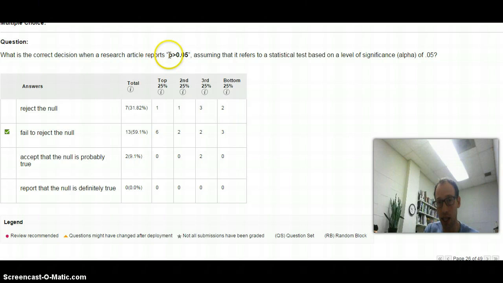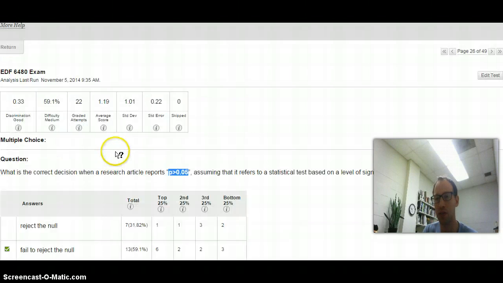That was not the case in this article. P was above 0.05. It was above the cutoff level of significance, so we fail to reject the null. Notice that we don't accept the null. So we don't really know that the two are the same. We don't know that the null hypothesis is true, but we don't have any real strong evidence to reject the null hypothesis. So that's why it's reject or fail to reject. It's never accept the null.